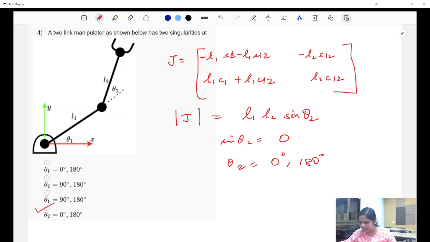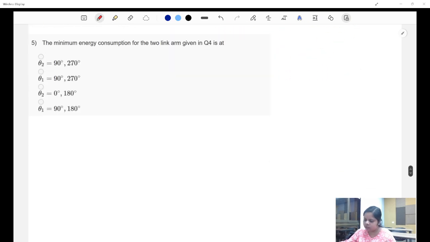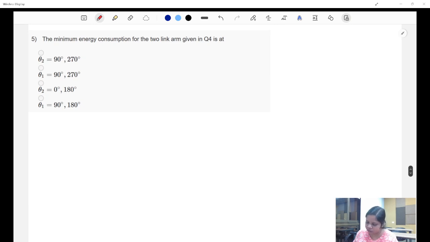Okay, let's move ahead. The minimum energy consumption for the two-link arm given in question 4 is at. So we also solved it, right? We wanted to maximize sin theta 2 and it is 1. So your theta 2 is 90 degrees and 270 degrees. We already did this in the beginning.